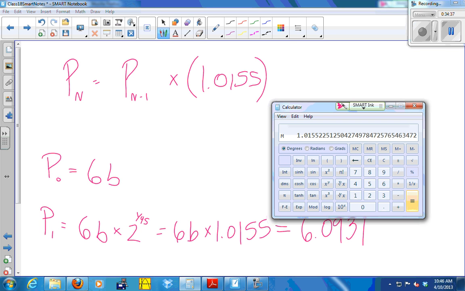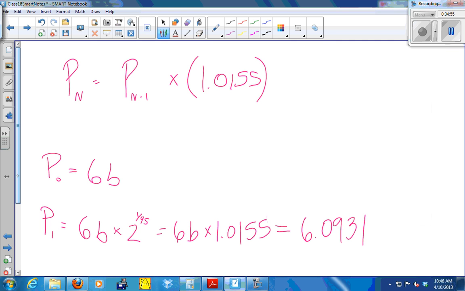No, because this 1 represents 100%. Keep 100%. Grow by 1.5%. Okay. Yeah. It is a lot of moving the decimal point back and forth. I know.